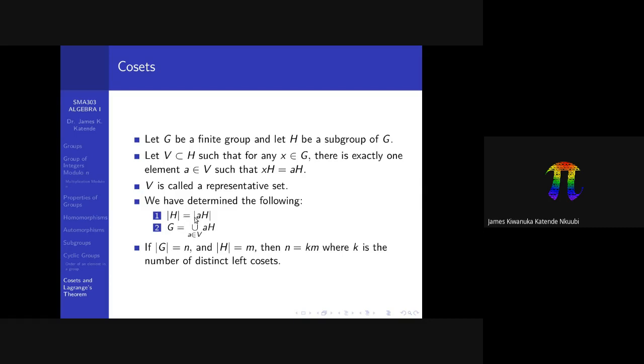And using these ideas here, we will see that G consists of these subsets, each of which have the same number of elements, and therefore M must be a factor of n, right? The number of elements in H must definitely divide n, because you have split G into a number of subsets each of which have the same number of elements. So that means M must divide N, and therefore we can write N as a multiple of M, where K is just the number of distinct left cosets. We shall go back to look at the details of this shortly.